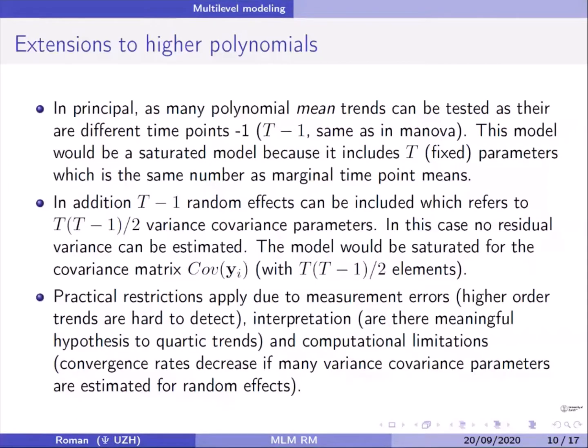All right, so recall, as many polynomial mean trends can be tested as there are different time points minus 1. Okay, this is akin to ANOVA or MANOVA. But in addition, in MLM, we can test t minus 1 random effects, and this refers to the elements of the variance-covariance parameters. In this case, if we include all of them, no residual variance can be estimated. The model would be saturated for the covariance matrix. So we want to use less than t minus 1 random effects. Practical restrictions apply due to measurement error.